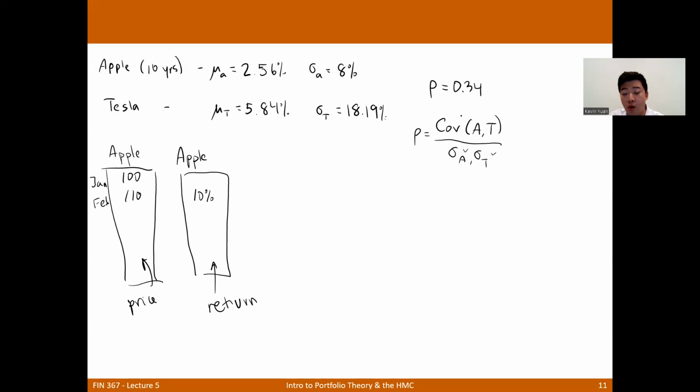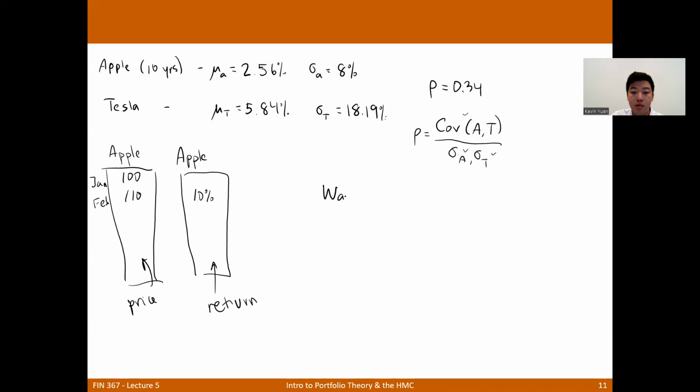You can compute this manually, or you can use an Excel function. This also comes from data. And by dividing the two, you automatically know the correlations. Okay? So now, if we want to construct a portfolio of these two assets, right?